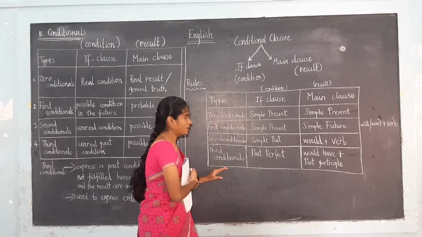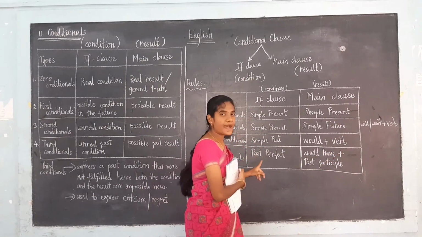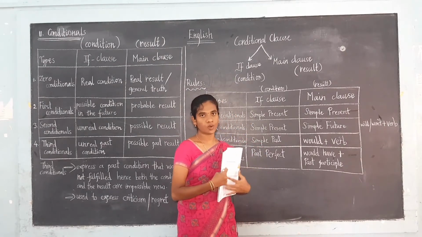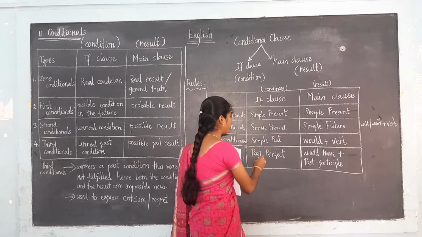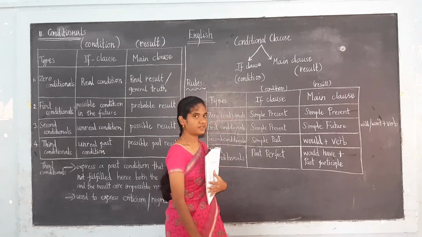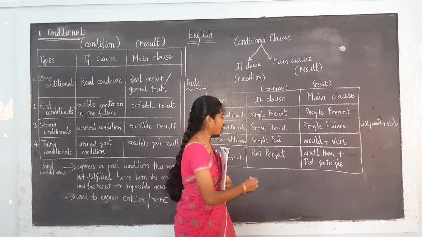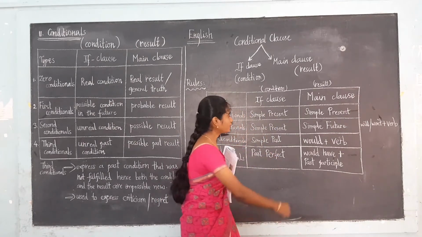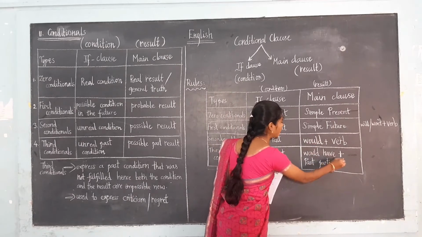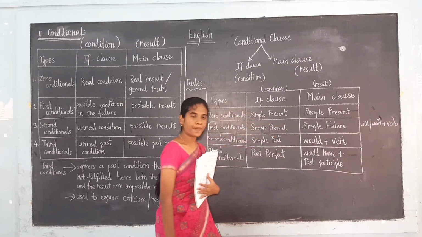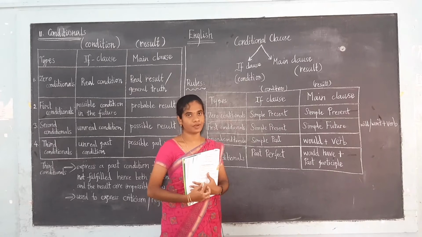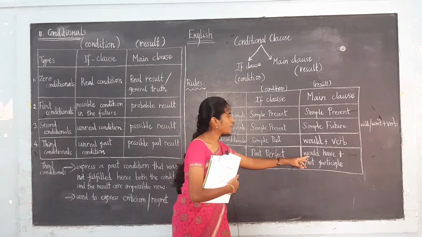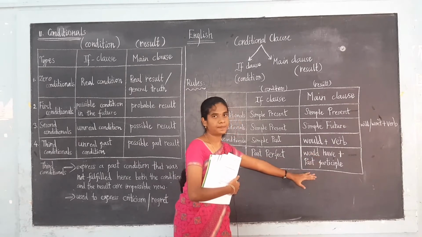And for the third conditional, the if clause should be in the past perfect. We have already learned about the tenses, right? I hope you remember that. What is the structure of the past perfect? Had plus V3. So you have to write the if clause in the past perfect and the main clause in would have plus past participle. What is the past participle? That is the V3 form of the verb, known as the past participle. And in the main clause you have to write would have plus past participle.